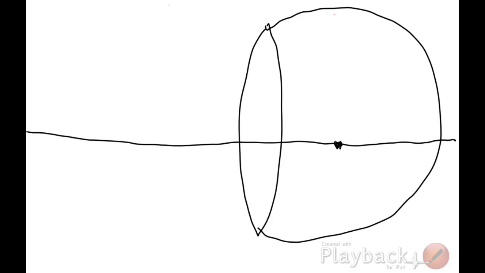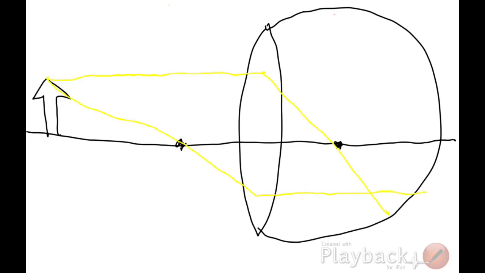Let's give it a focal point here, and let's do an arrow as an object. I want to see what happens to that arrow. So I can draw one light ray entering this, and I can simplify this: parallel to focal point, and then focal point to parallel. So right now that image is formed right here.